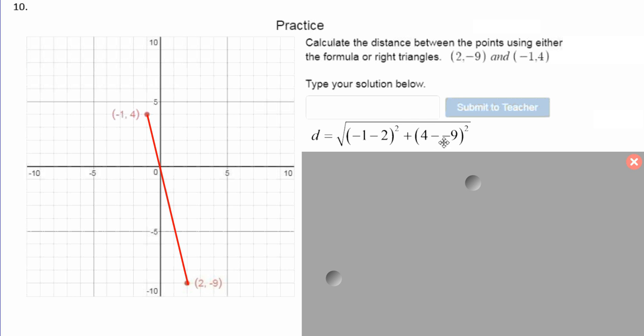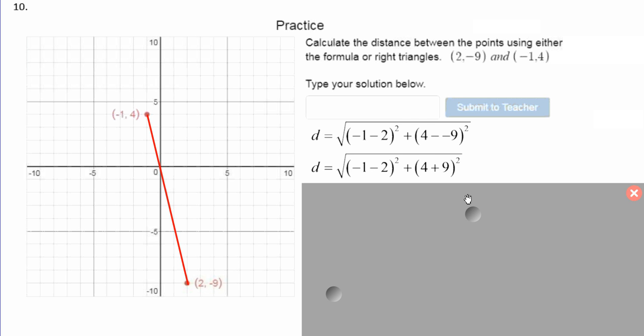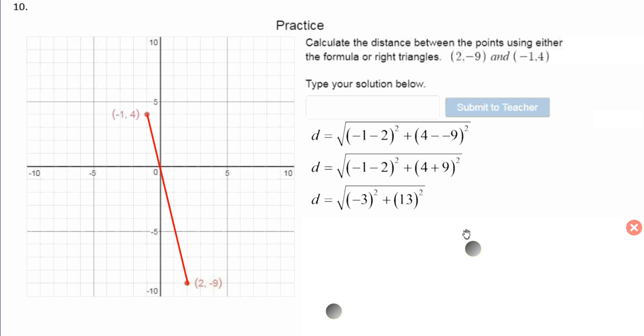Again, anytime that you see subtracting a negative, it's saying take the opposite, so we would be adding a positive. Now we're going to simplify each of those parentheses. -1 minus 2, that would be -3, we'd have to square. 4 plus 9, that would be 13, we'd have to square. Well, -3 times -3 is 9. 13 times 13, that's 169. If we add those together, we get 178.